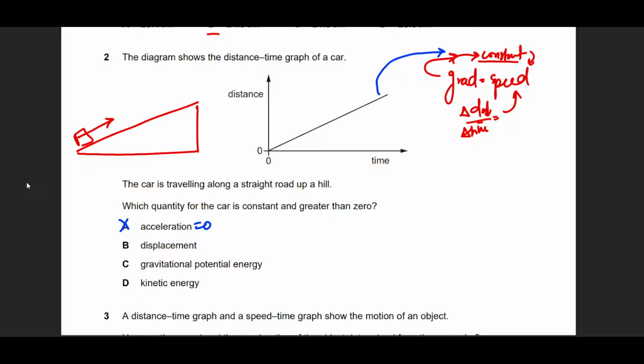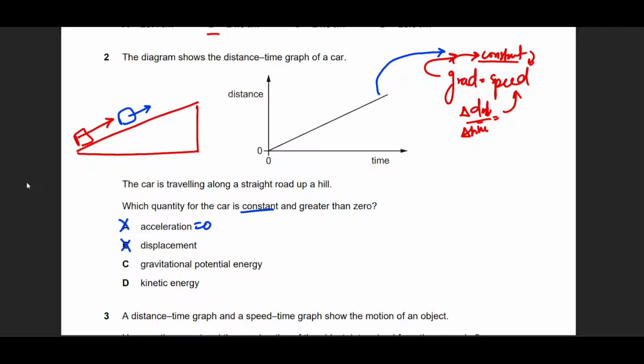Moving on to the next, which is displacement. It should be constant but greater than 0. Since the car is constantly moving ahead, the displacement is not 0. The displacement is forever changing. That is again going to be the wrong answer.